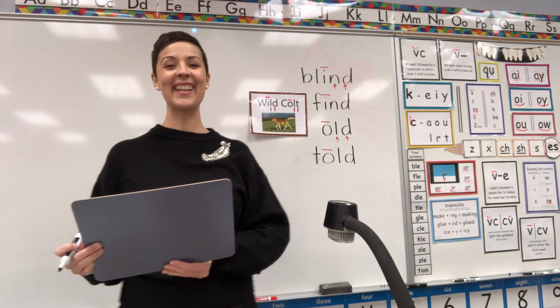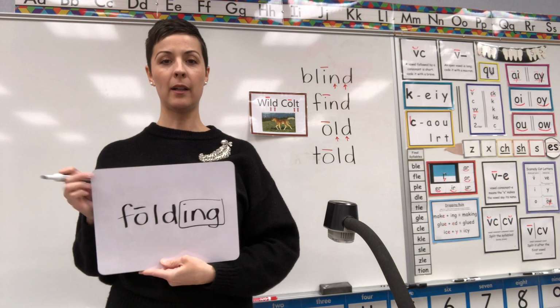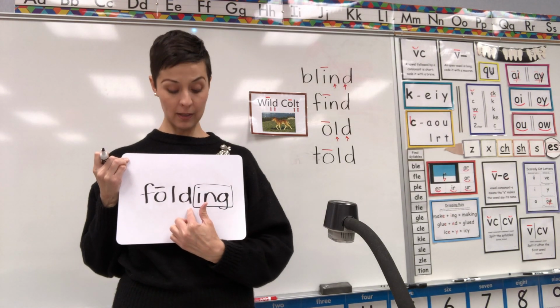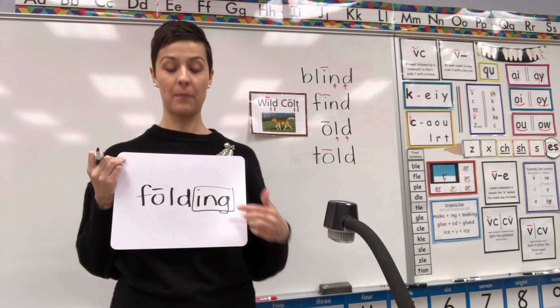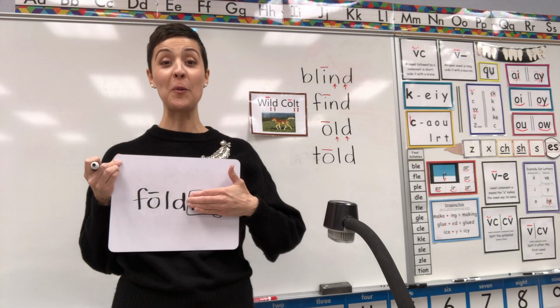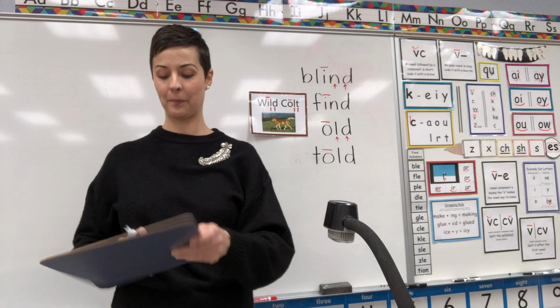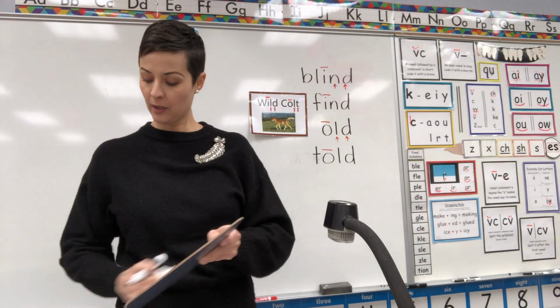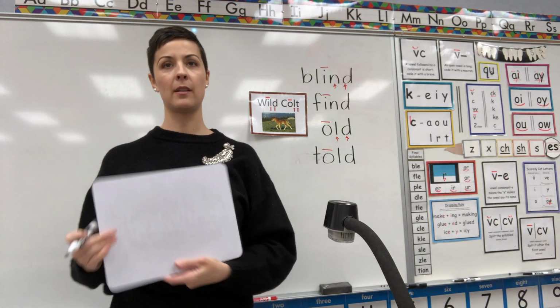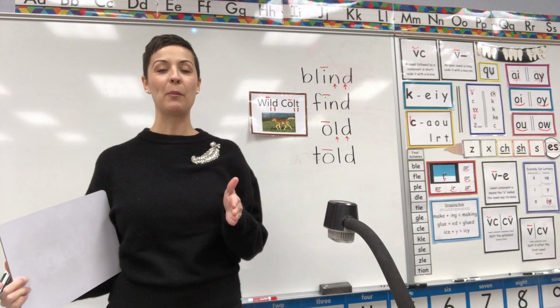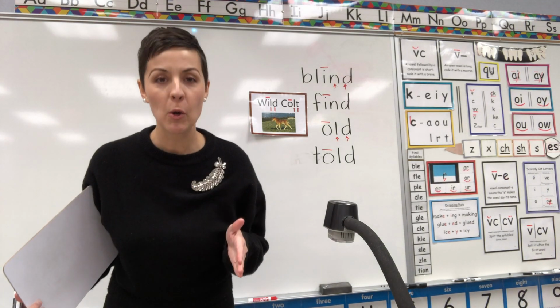Okay, let's check it. Folding should be spelled F-O-L-D, suffix I-N-G. So we had a wild colt word, fold, with a macron. Erase, erase. Next word, oh my goodness, this one has a root word and suffix too. Choppers out. Tell me root word and suffix in mostly.